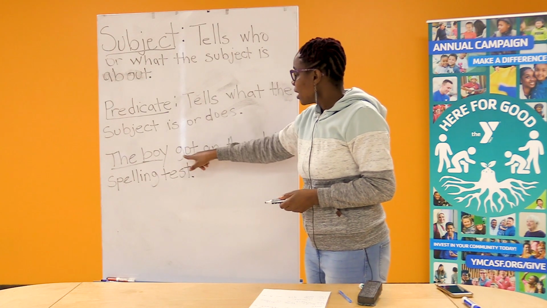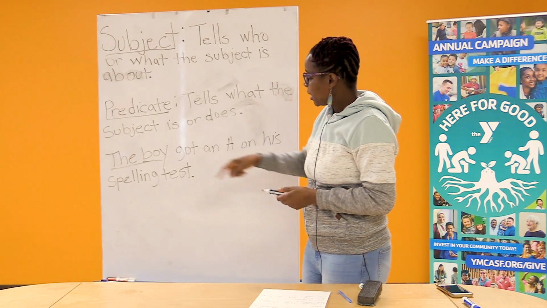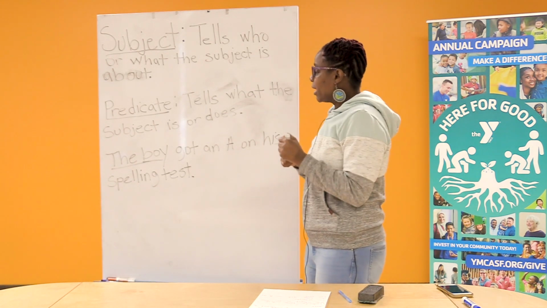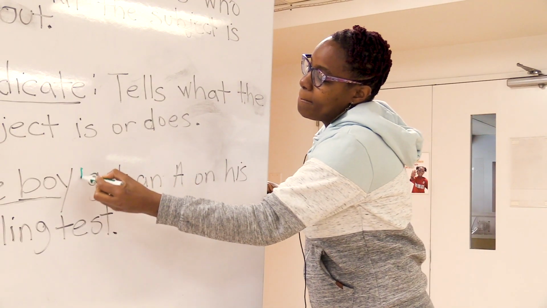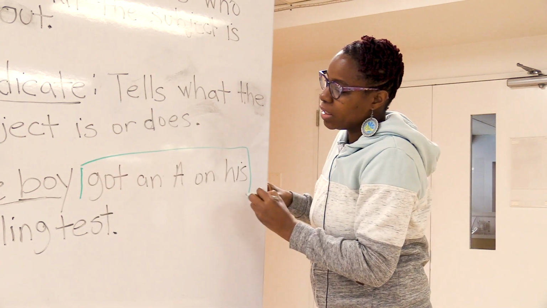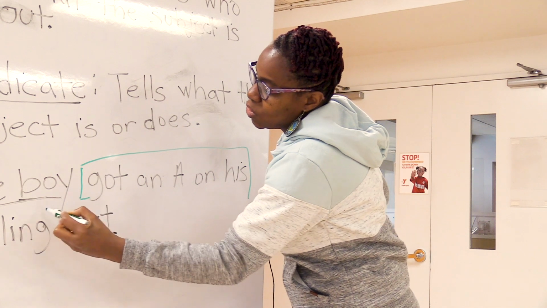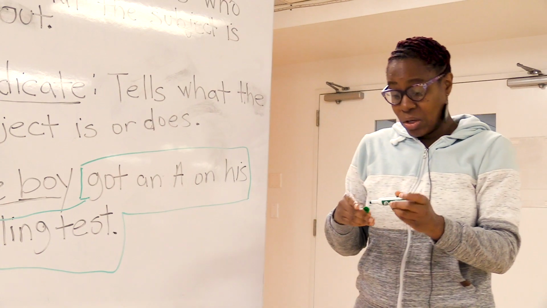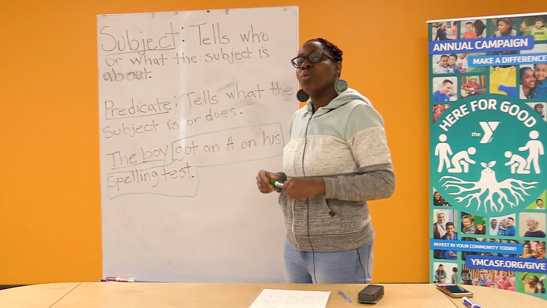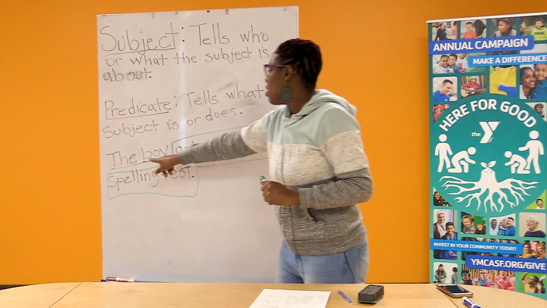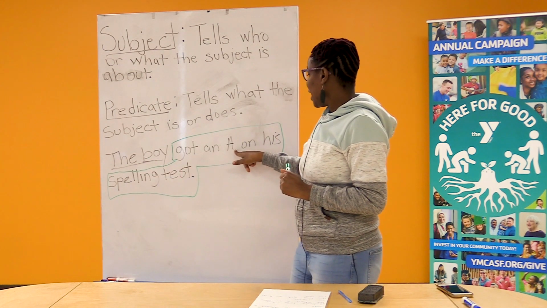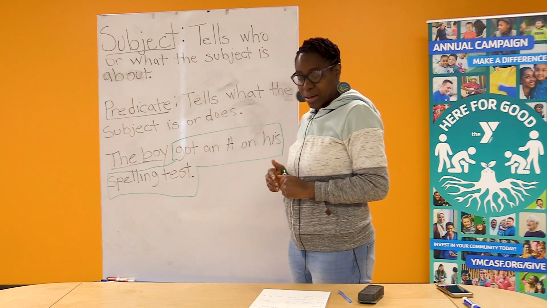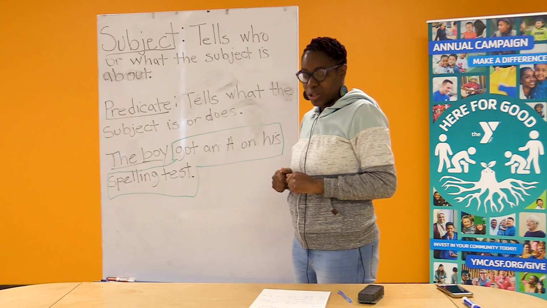The boy got an A on his spelling test. And just to differentiate between that, I am going to make a green marking along the predicate so you know what the predicate is and what the subject is. So here is our complete sentence with subject and predicate matter. The boy got an A on his spelling test. We've got our subject and our predicate matter. Let's try another sentence with subject and predicate matter.